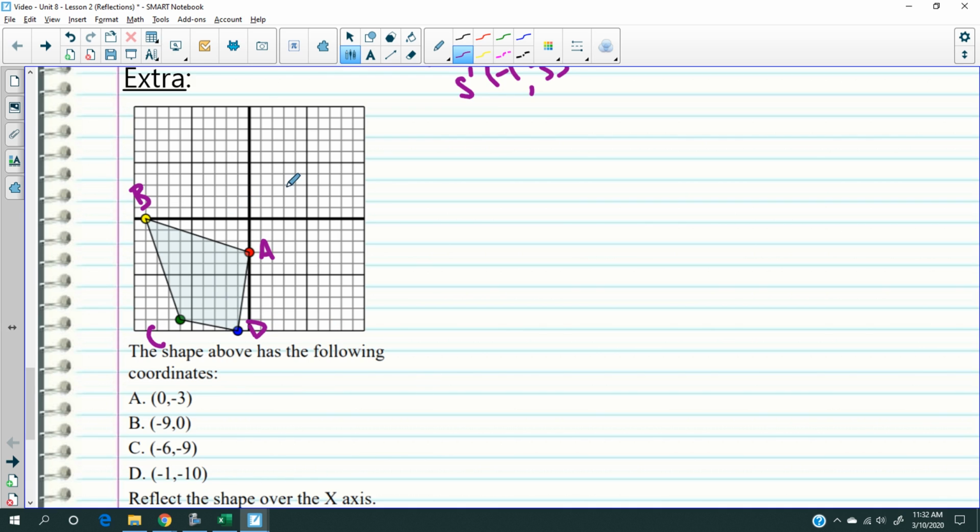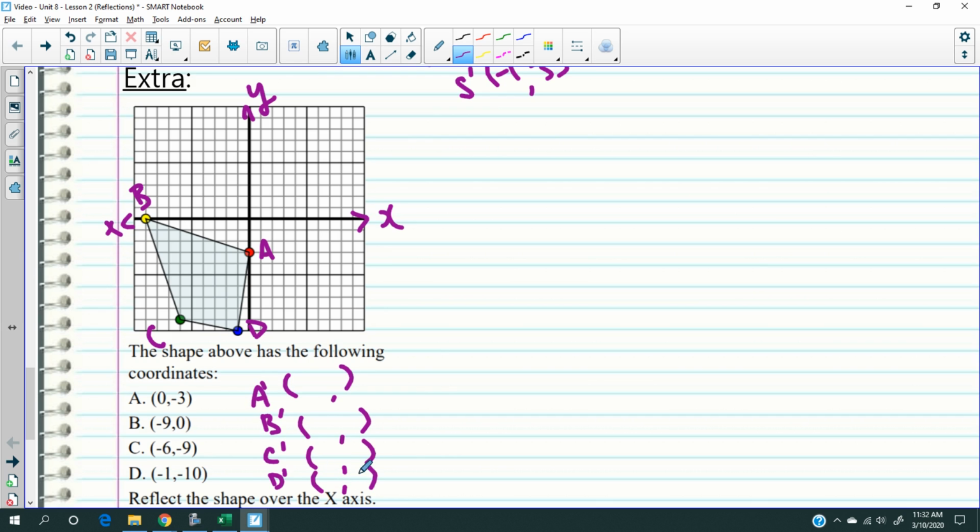So reflect the shape over the x-axis. So what does that mean? Yeah, all the points change. So let me do A prime, B prime, C prime, D prime. What would they look like?